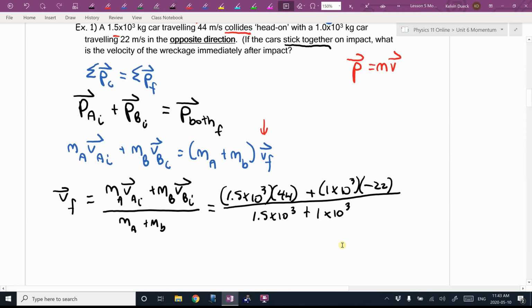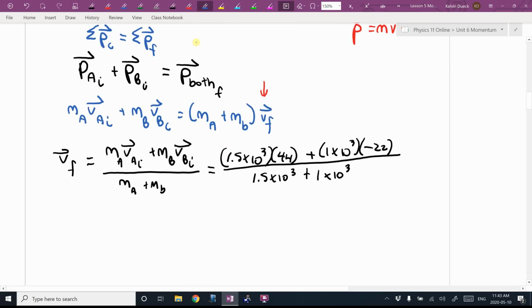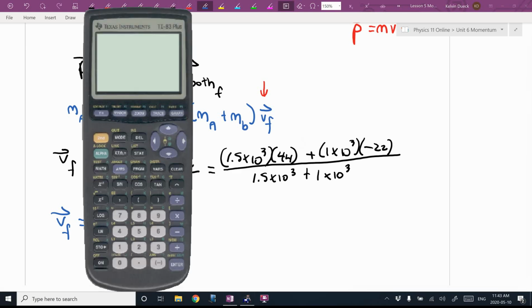Is this a fraction? Yep. Is there more than one thing on the top? Brackets around the top. Is there more than one thing on the bottom? Brackets around the bottom. Now, I'm not really quite sure what kind of an answer I'm expecting. It's possible that after the collision, car A had more momentum, and so I'll get a positive answer. It's possible that car B had more momentum, and so after the collision, I might get a negative answer. Let's find out. I think I'm going to get a positive answer.